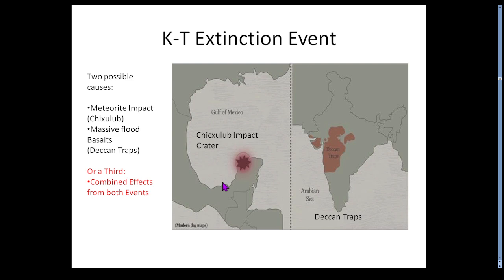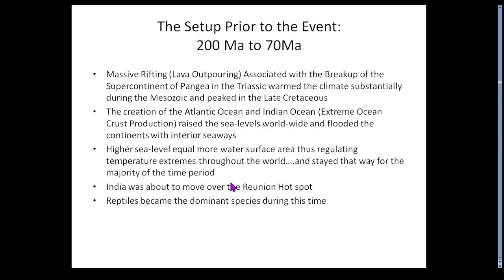Okay, continuing on. The setup prior to the event. So we have massive rifting or lava outpouring associated with the breakup of the supercontinent of Pangaea in the Triassic. This caused the climate to warm at the end of the Triassic into the Jurassic into the Cretaceous, and essentially created a warm climate during most of the Mesozoic period.